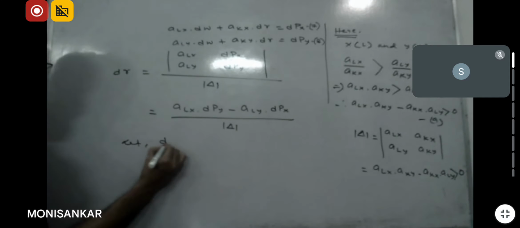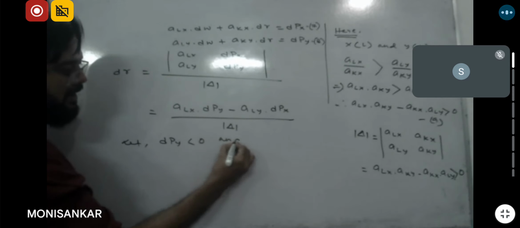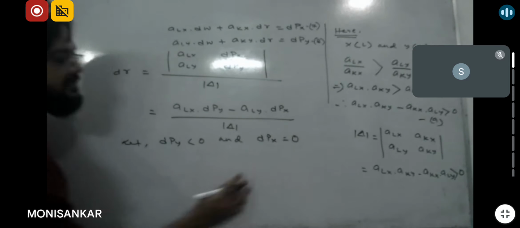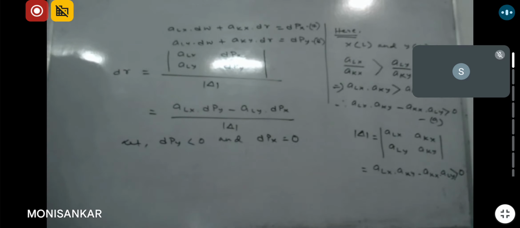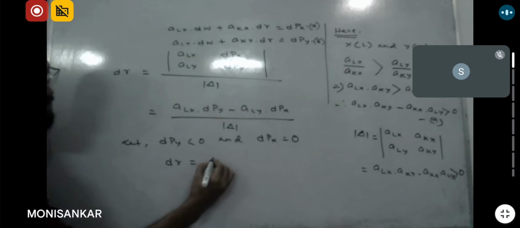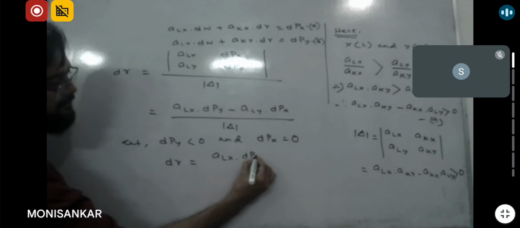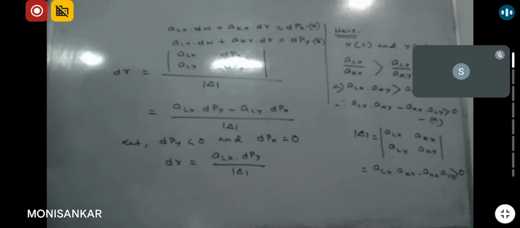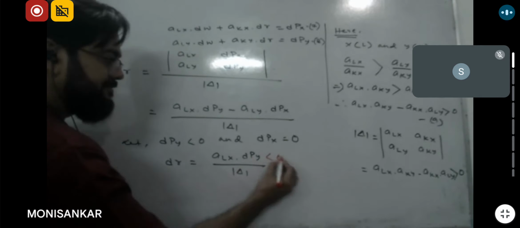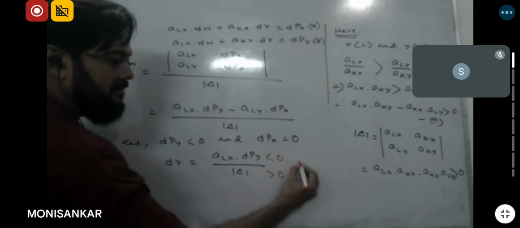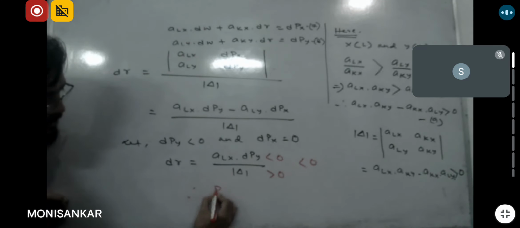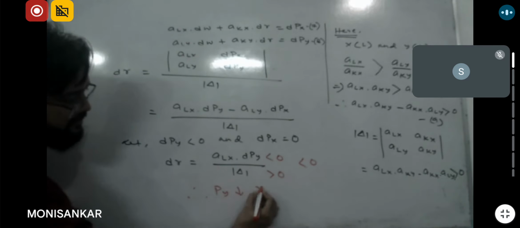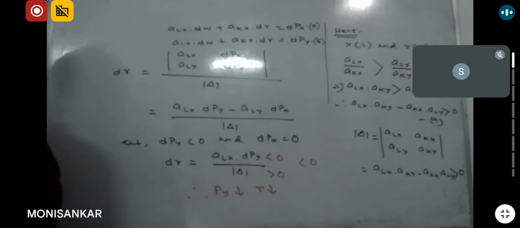So let dpy be less than 0 and dpx equals 0. Now you consider px equals 1 numerator. So your dr equals lx into dpy by delta. Now what is your dpy value? Negative. Lx, so the term is negative. Delta, the term is, so therefore py falls. Stolper-Samuelson model.